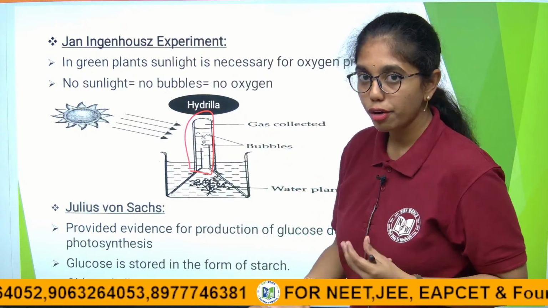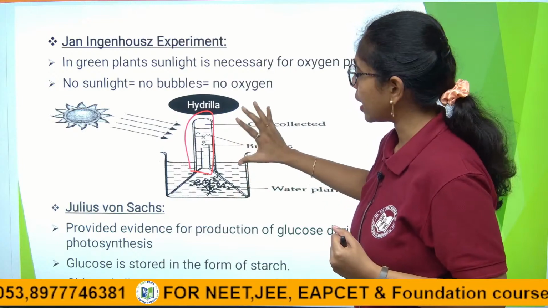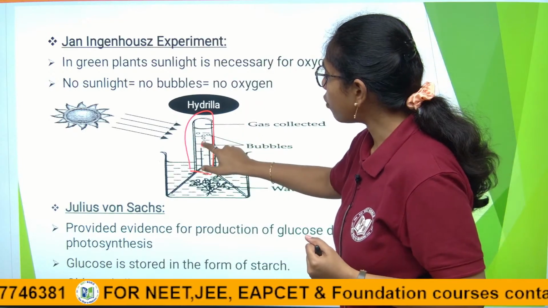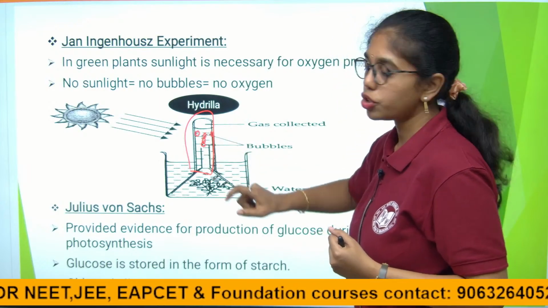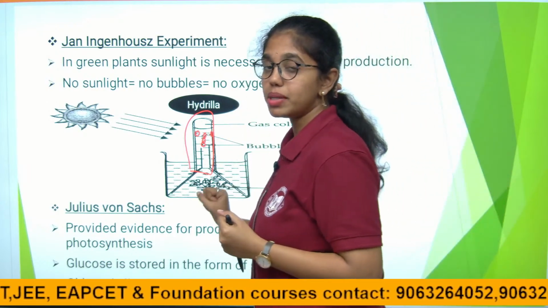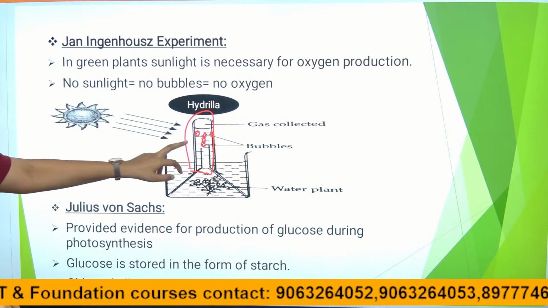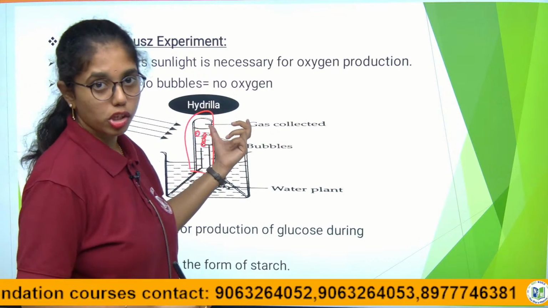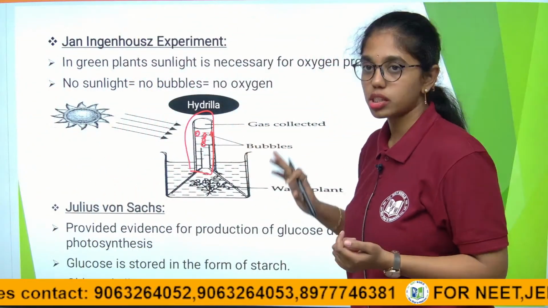After a certain period of time he observed that in the setup kept in the sunlight, air bubbles are formed inside the test tube. So, these air bubbles formed inside the test tube show that oxygen is evolved from the process of photosynthesis. How did they check whether these bubbles are oxygen or not?